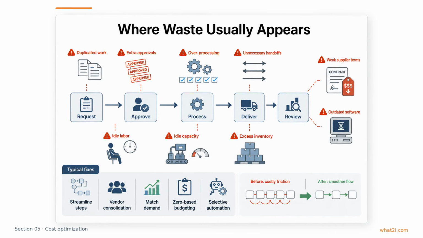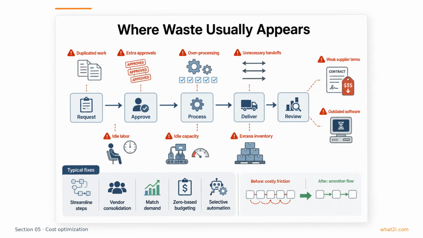In practice, the first round of optimization often comes from obvious waste rather than dramatic strategic cuts. Duplicated work, too many approvals, unnecessary handoffs, and overprocessing are common sources of friction. Businesses also waste money through idle labor, idle capacity, excess inventory, weak supplier terms, and outdated software. These problems raise costs without improving value. Because they are often operational rather than strategic, they can be fixed without damaging the customer proposition. That makes them a much safer starting point than broad cuts to frontline functions.